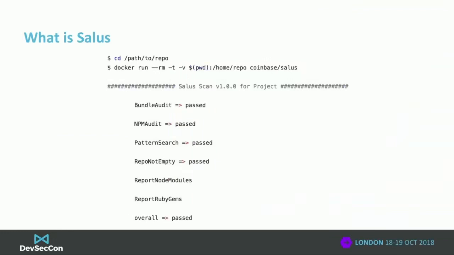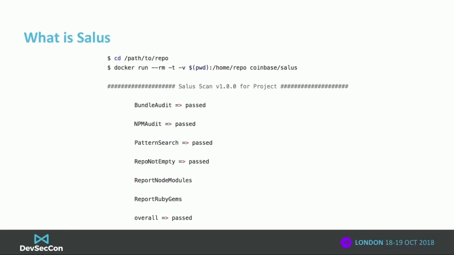Once you run this, you get some text output, and it looks like this. I ran Salus on itself, and it decided to run bundle audit because it has some Ruby dependencies. It passed. It also happens to have some Node dependencies, so that passed. Pattern search, I'll go over in a minute, but that's basically like grep, or looking for anti-patterns. You can define an arbitrary list of regexes, and if it finds them, it could fail the build, or if it doesn't find them and you require them, it can fail the build.